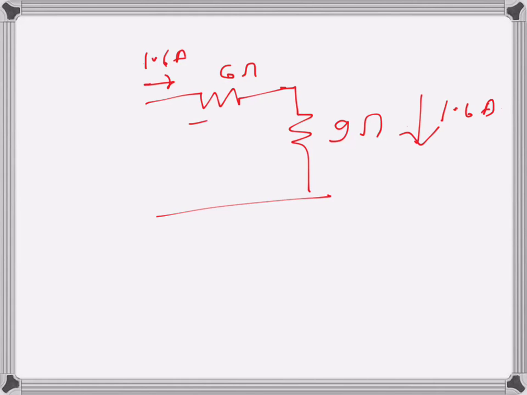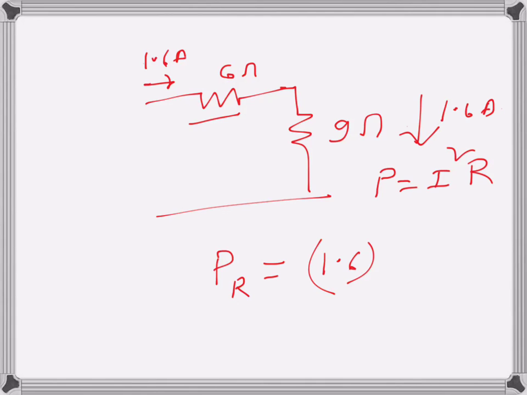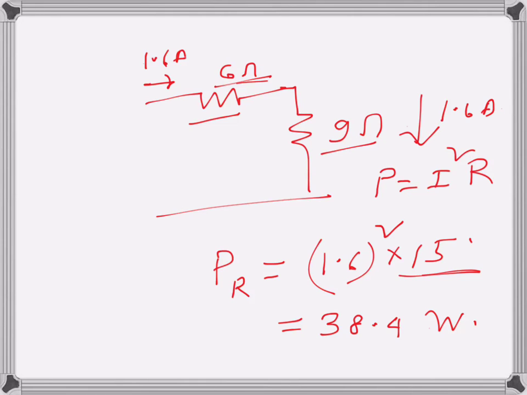If I want to find the total power dissipated by these two resistances, across any resistance the dissipated power is I squared R. It's the same current, so I can just add the two resistances, 6 plus 9, times 15. That one comes to 38.4. This is the power dissipated across 6 ohms and 9 ohms.